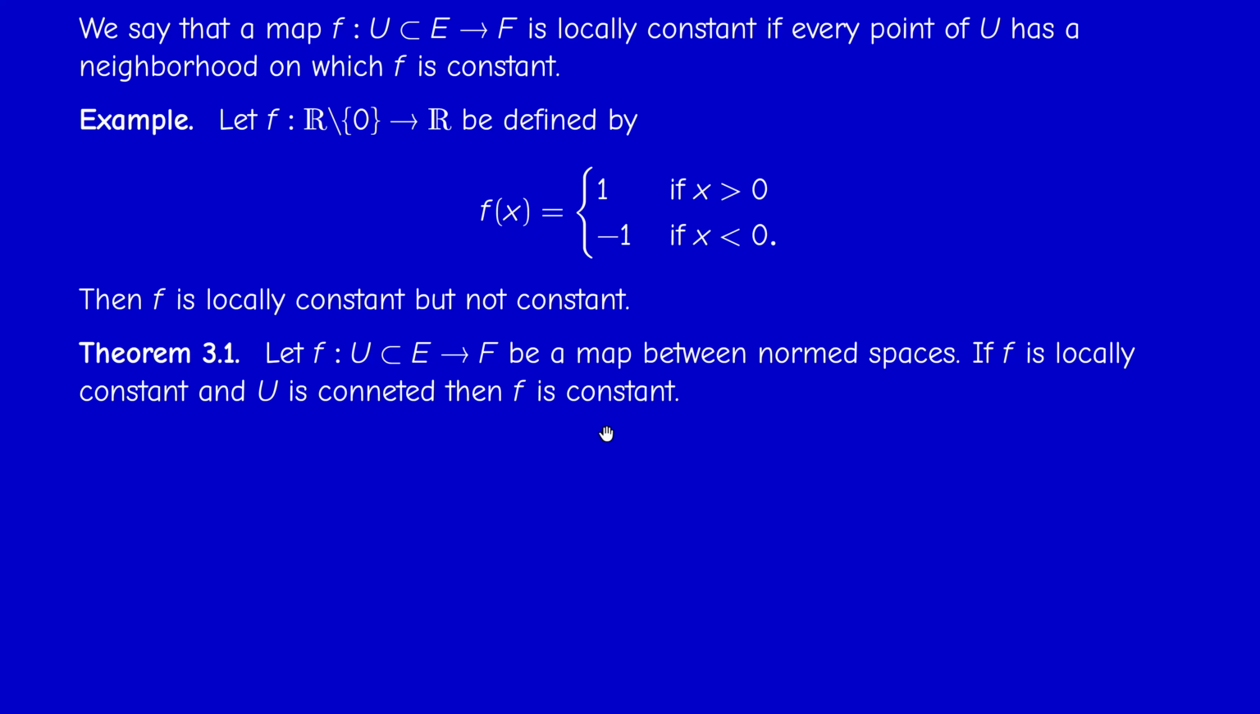Local constancy is a local property, okay, and connectedness is a topological property. So what this theorem is saying is that if f is locally constant and the domain U has some topological property, then f is globally constant. So this illustrates the fact that topology helps us in moving from a local property to a global property.